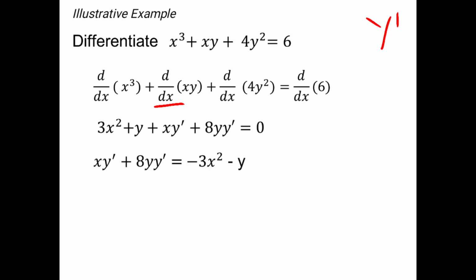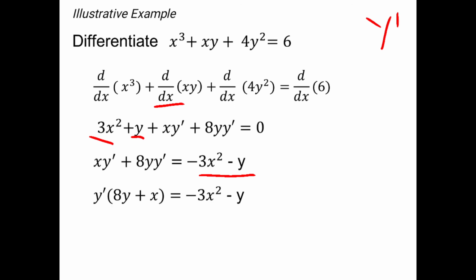Next step, of course, we collect all the terms with y' on the left side of the equation. So we only have xy' + 8yy' on the left side, and on the right side it equals negative 3x² here. Transpose this 3x² to the right side. Since this is positive, it will become negative 3x², and also this y. Since this is positive, then it will become negative y.